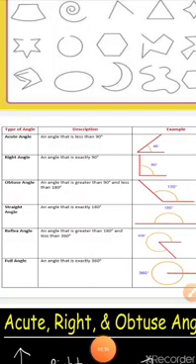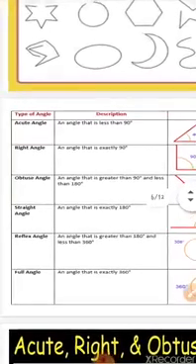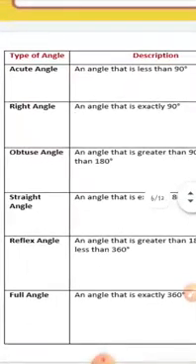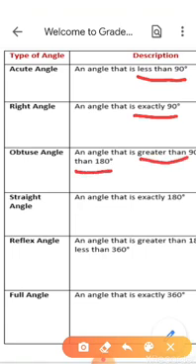When you talk about angles, you have these 3 angles which you studied in your 4th standard: acute, right angle, obtuse angle. An angle which is less than 90 degrees is an acute angle. An angle that is exactly 90 degrees is a right angle. An angle which is greater than 90 and less than 180 is an obtuse angle. A straight angle is exactly 180 degrees.